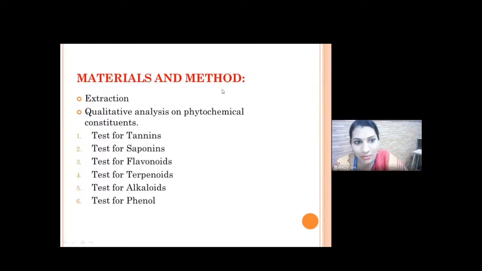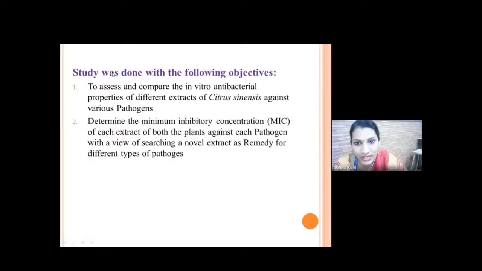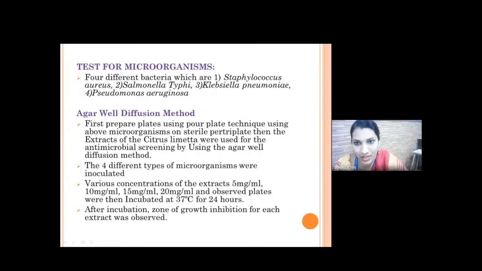Now the materials and methods. We test citrus species for tannins, saponins, flavonoids, terpenoids, alkaloids, and phenol. So we do a qualitative analysis of citrus species on various phytochemical constituents. Then we check the antimicrobial activity of citrus species on different organisms like Staphylococcus aureus, Salmonella typhi, Klebsiella pneumoniae, and Pseudomonas aeruginosa.